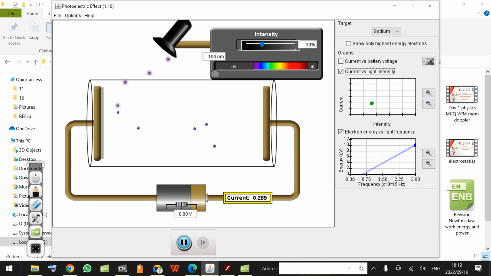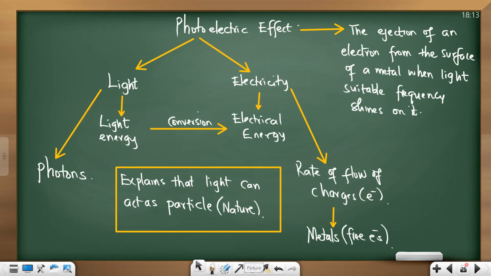So this is the whole of photoelectric effect. I normally divide photoelectric effect into 3 parts. Number 1 is to talk about the light. Number 2 is to talk about the metal. Number 3 is to talk about the electrons. And we're going to do that very, very fast. So that's the whole thing we are studying.